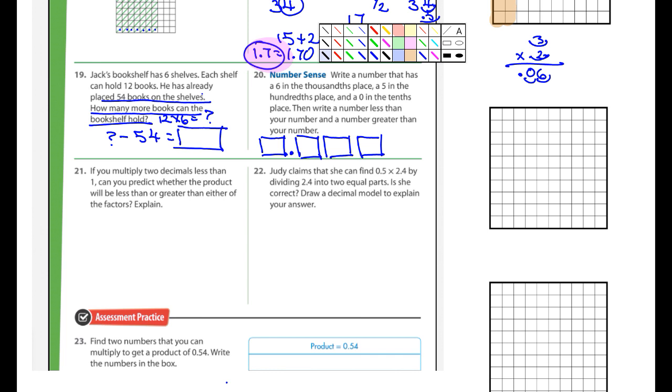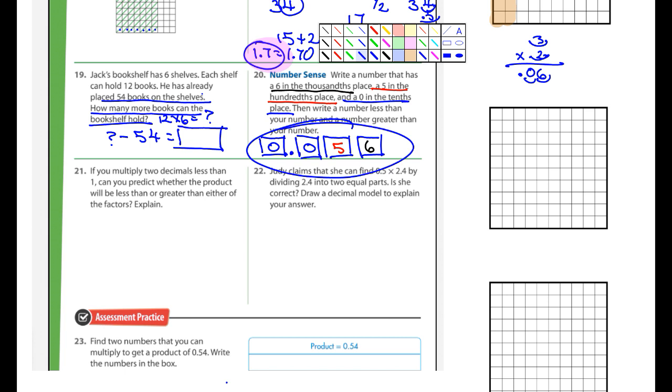So what are we supposed to write? That has a 6 in the thousands place. There's my 6 in the thousands place. A 5 in the hundreds place. Here's my 5. And then a 0 in the tens place. Here's my 0. And in the ones place right here, there's nothing. Okay? I guess I could put another 0 there, but anyway, so there we go. Then it says write a number less than your number and a number greater than your number. Well, here's my number.